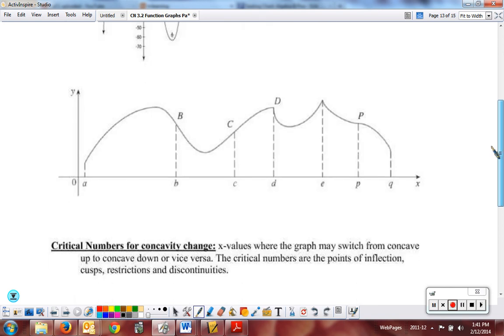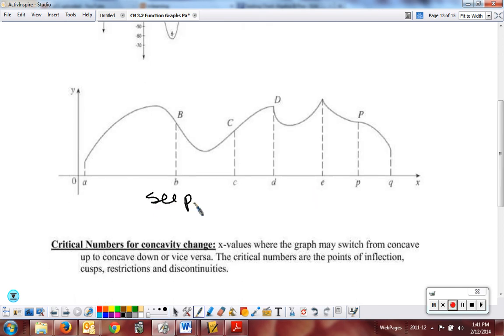And I already did that one. Can I say see previous page?